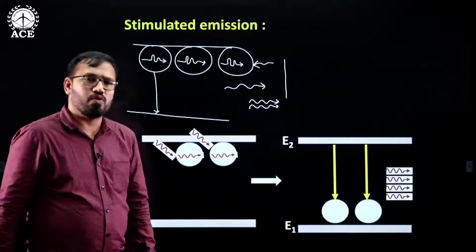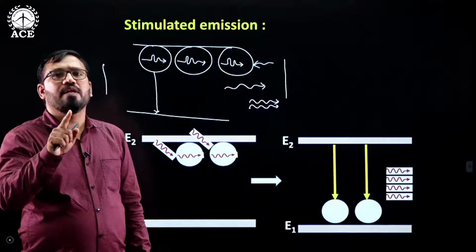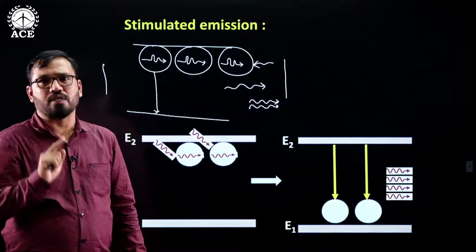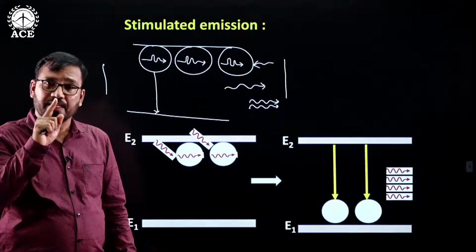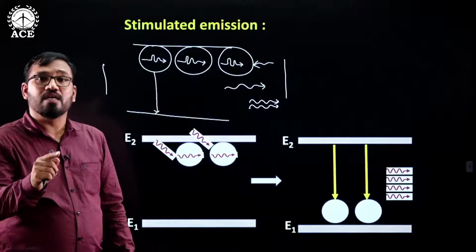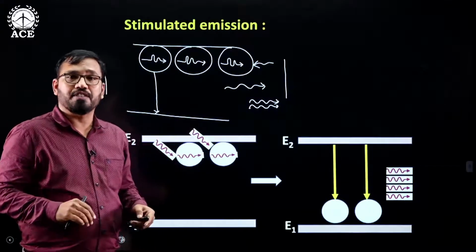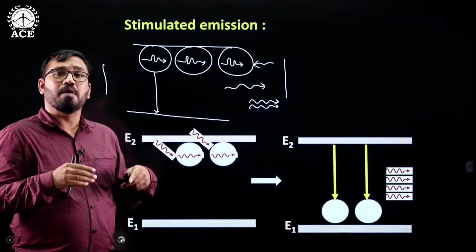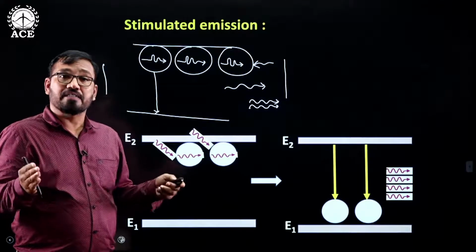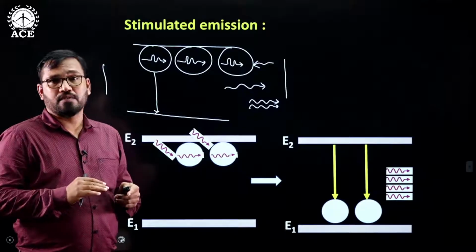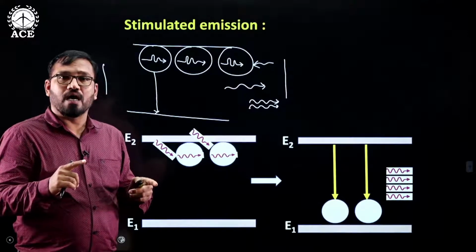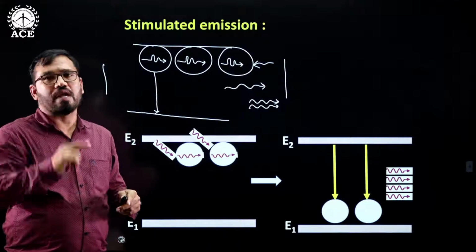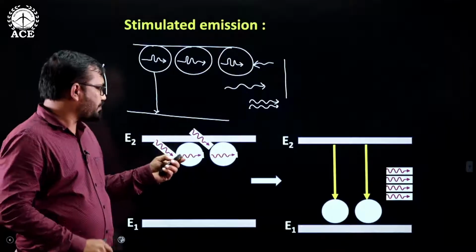One more thing you have to remember: one photon can interact with one atom only. Though a photon of higher energy, the incident or interacting photon having much higher energy, can't excite more atoms from the lower energy level to the higher energy level. It can only cause the transition of one atom.